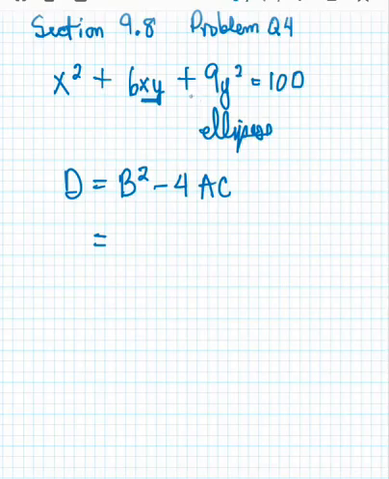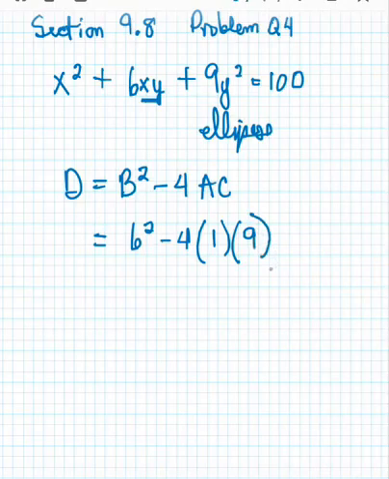All right, so now let's see. B is 6. It's the coefficient of the xy. So it's going to be 6 squared minus 4 times a, which is the coefficient of the x squared term, which is 1, and c is the coefficient of the y squared term, which is 9. And there's a d, e, f if there are linear terms, but for the discriminant, this is all we care about. And you can just see this is going to be 36 minus 36.